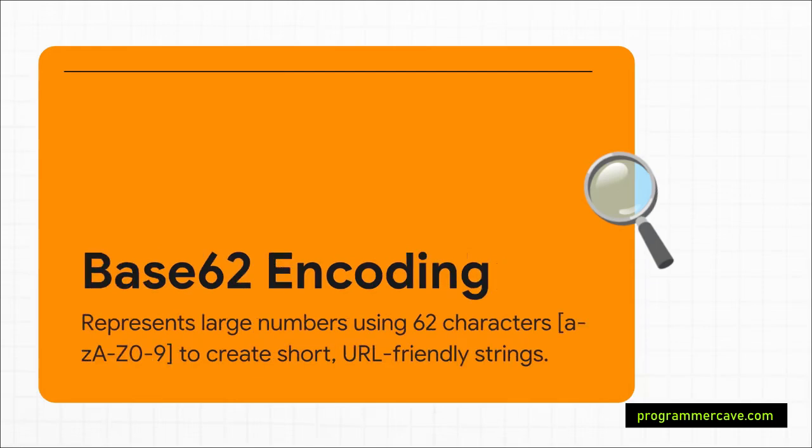So now we have this giant 64-bit number, but we need a short, friendly string for our URL. That's where base62 encoding comes into play. Think about it like a different way of counting. We're used to base 10, right? The digits 0 through 9. Well, base62 uses 62 different characters: all the lowercase letters, all the uppercase letters, and the numbers 0 through 9. This lets us pack a huge number into a very, very small space.